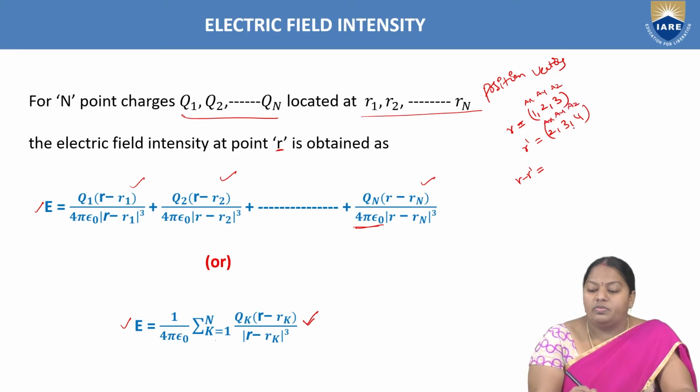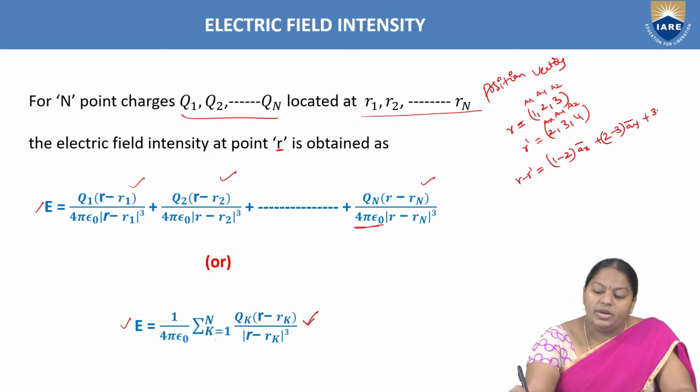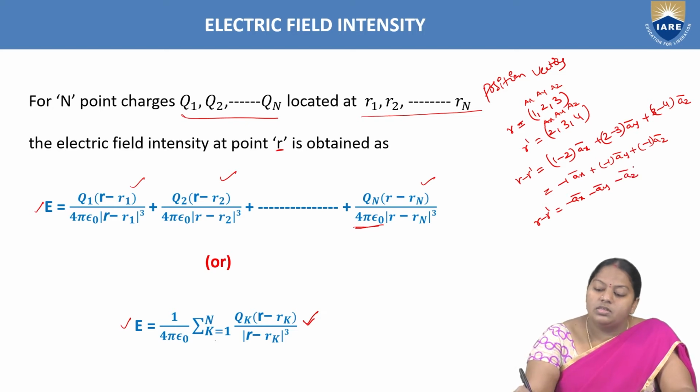Along with the unit vectors, we will write the distance r minus r dash. Then it is given by (1 minus 2) into ax plus (2 minus 3) into ay plus (3 minus 4) into az. Here 1 minus 2 is minus 1 into ax, plus 2 minus 3 is minus 1 into ay, plus 3 minus 4 is minus 1 into az. Then r minus r dash is equal to minus ax minus ay minus az. So this is the vector form.